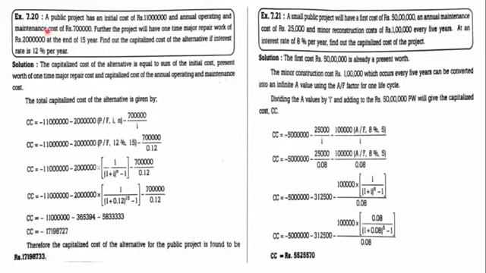See what they are saying in the first example. A public project has an initial cost of 1 crore 10 lakh rupees, and the annual operating and maintenance cost is 70 lakh rupees. The project will also have a one time major repair cost of 20 lakh rupees at the end of the 15 years. Find out the capitalized cost of the alternative if the interest rate is 12% per year.